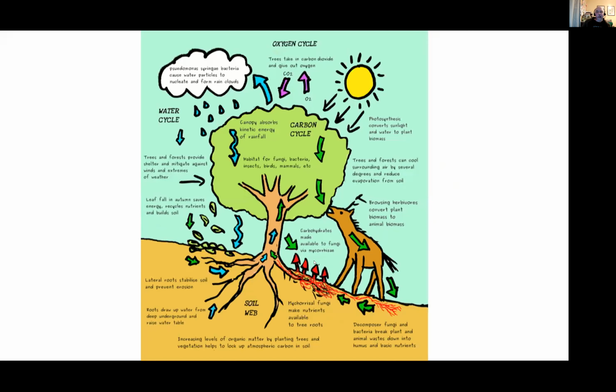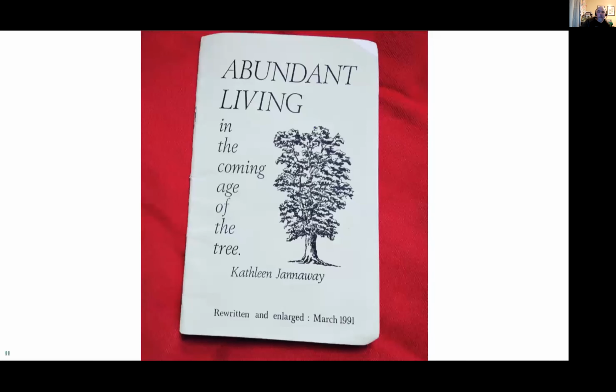Yeah, so basically, trees are carrying out so many important functions. They're regulating the water cycle, the carbon cycle, the oxygen cycle. They've got a major part to play in the soil food web, and at the same time providing all these products: food, timber, shelter, medicines.